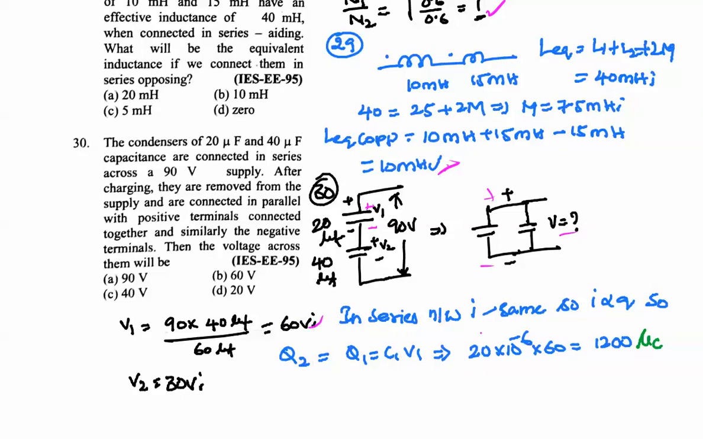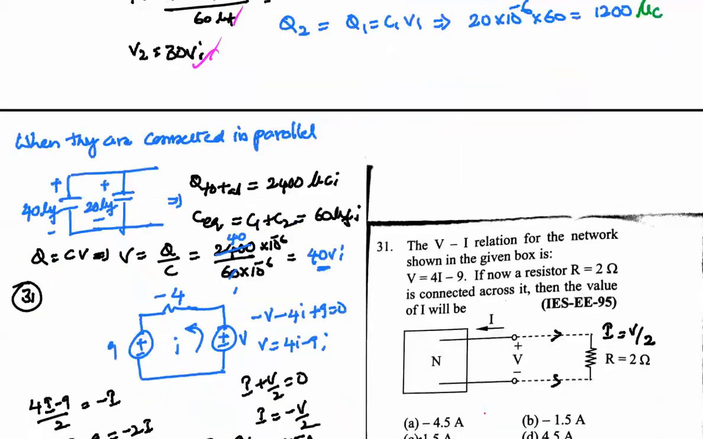In series network current is same, so the charge is also same. So Q1 is equal to C1 into V1. What is the C1 value? That is the capacitance, 20 microfarads, 20 to the power minus 6 into V1, which is nothing but 60 volts. So we can also find V2. V2 is nothing but 90 into 20 divided by 60, so you will get 30 volts, or you can directly find from the KVL, we will get V2 is equal to 30 volts here. So Q1 equals Q2, which is 1200 microcoulombs here.